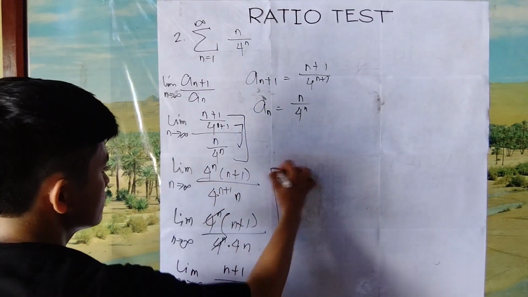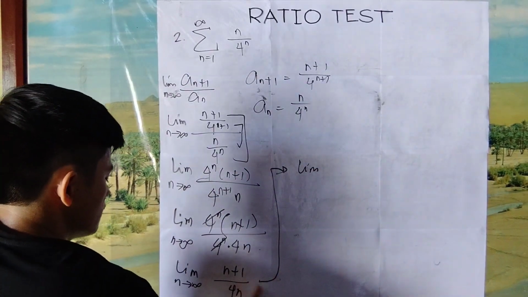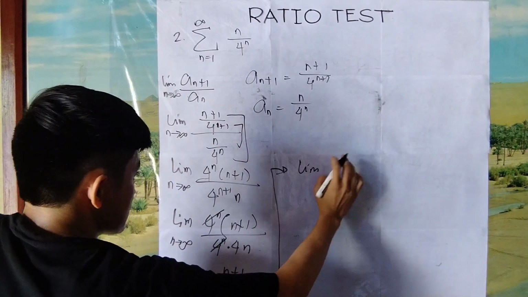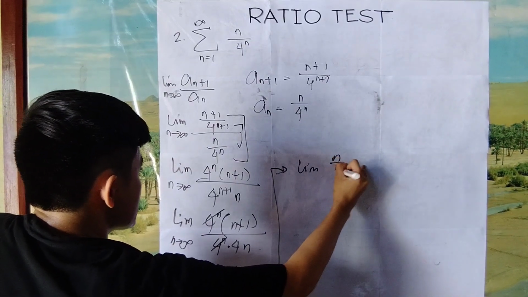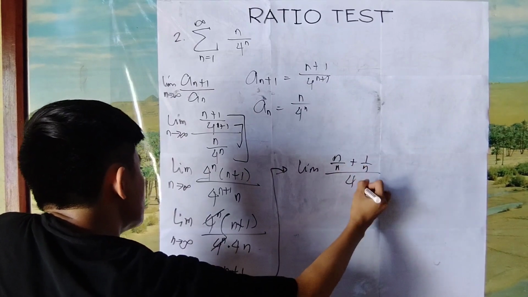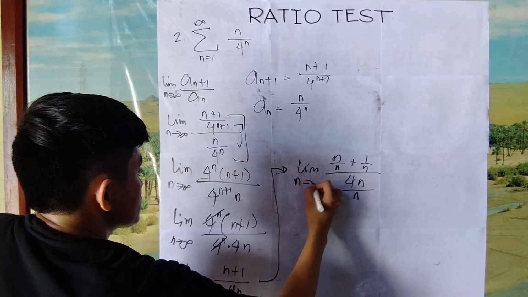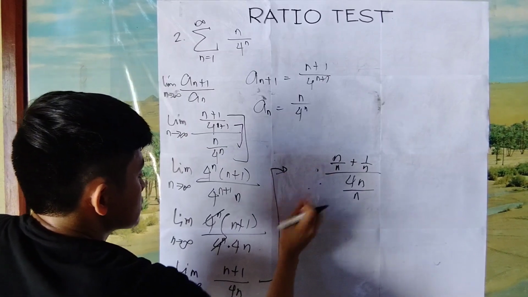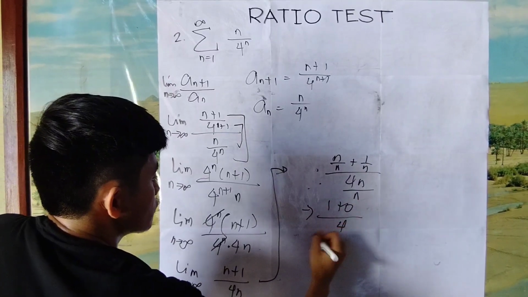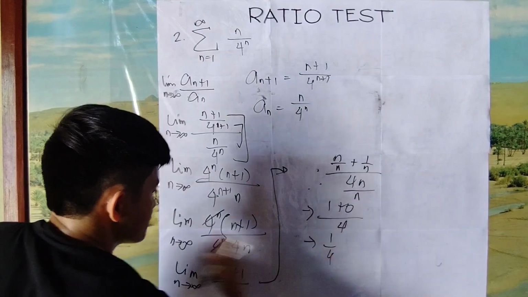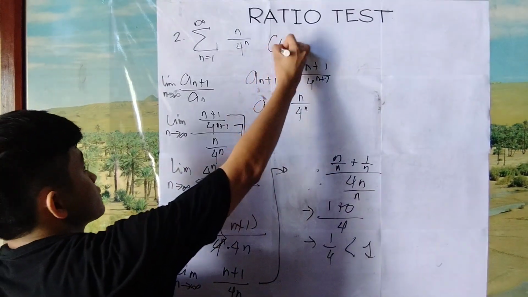And now we will get the limit. So the limit of n plus 1 over 4n. So we divide by the variable with the highest exponent: n divided by n plus 1 divided by n, all over 4n divided by n, as n approaches infinity. So we have 1 plus 0 over 4, or 1/4. Since 1/4 is less than 1, therefore this series is convergent.